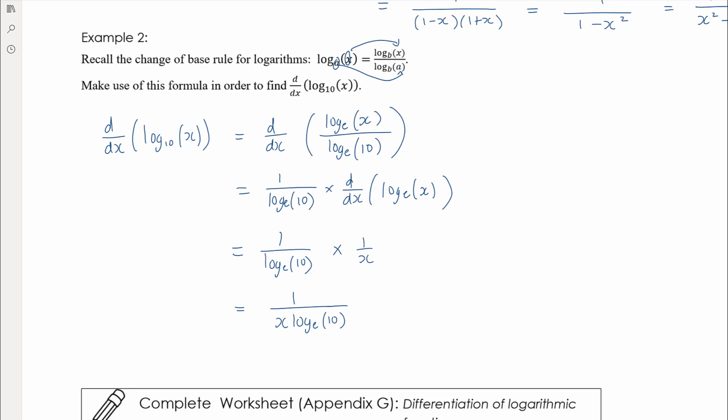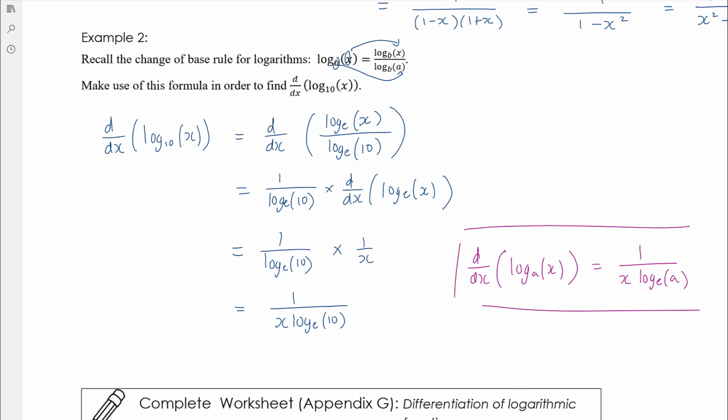And obviously we could generalize that to any base. So if we were differentiating log base a of x, the same logic would apply. We change the base and ultimately we'd get 1 on x times log e of a. Okay. But again, you don't need to know that rule, but just that sense that our rule is only for log base e. It's possible to differentiate other bases of logs by first changing them to logs with base of e.